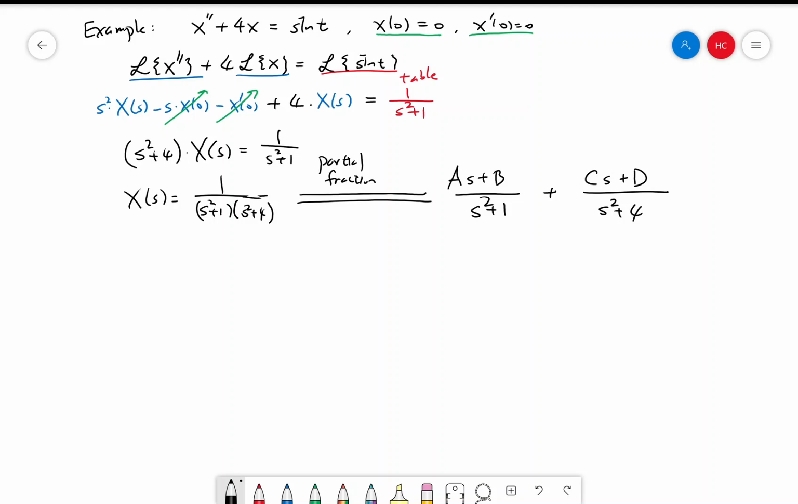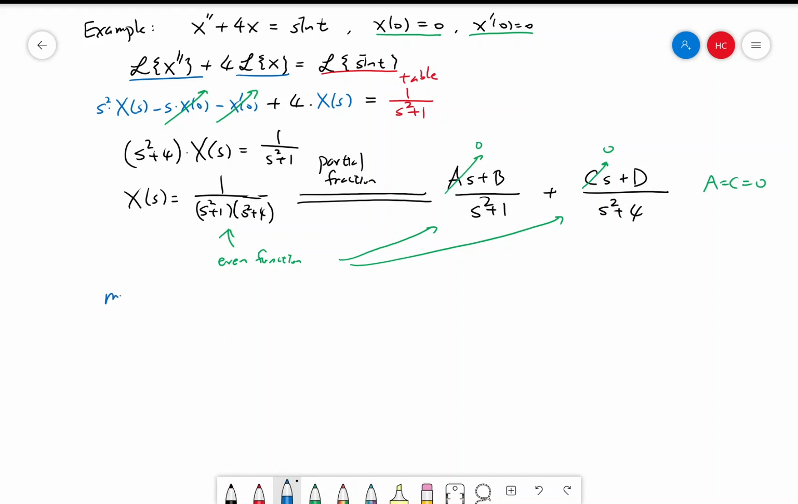But here's a trick and observation you can make. Notice that this is an even function. It only contains s squared terms. That tells you the right-hand side also has to be even. Both terms have to be even, which tells you that there shouldn't be an s term in the numerator. So that tells us that a and c are both equal to 0.